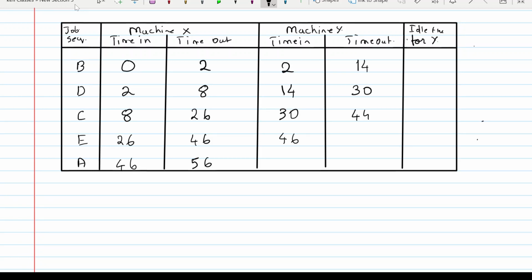Job E is for 8 minutes. Okay, that's exactly the mistake. Don't do that. Okay, 46 plus 8, which is 54. And this 56 and 54, 56 is the higher. So 56 comes over here. And then job A is for how much time? 4. So that is 60.